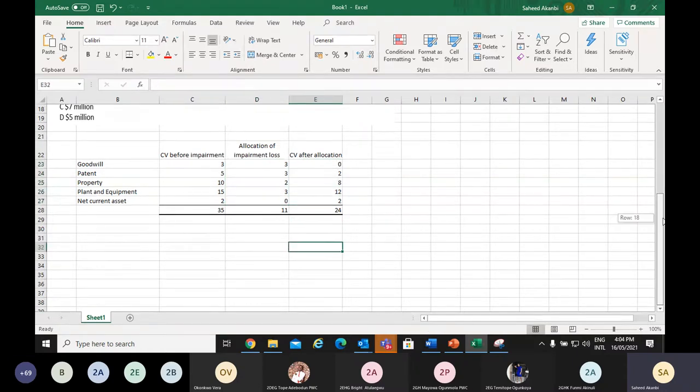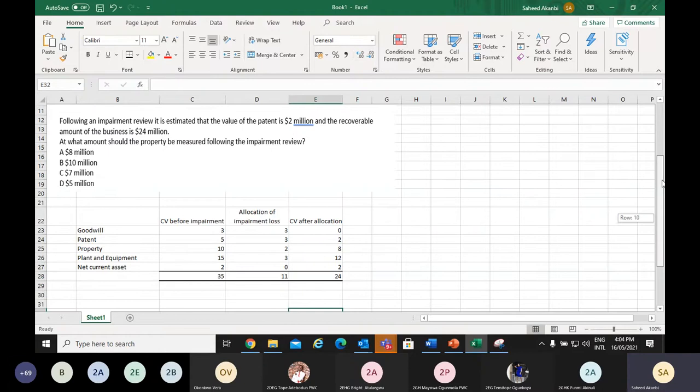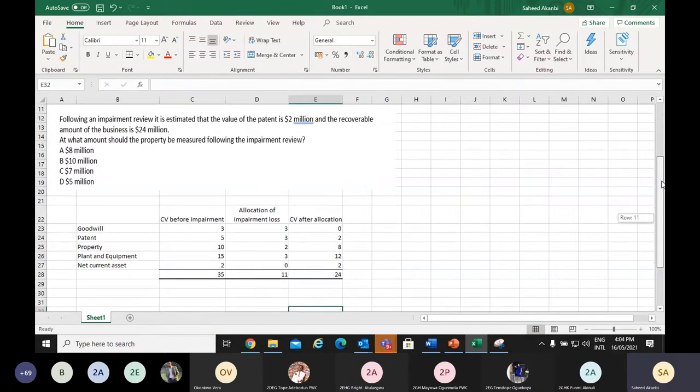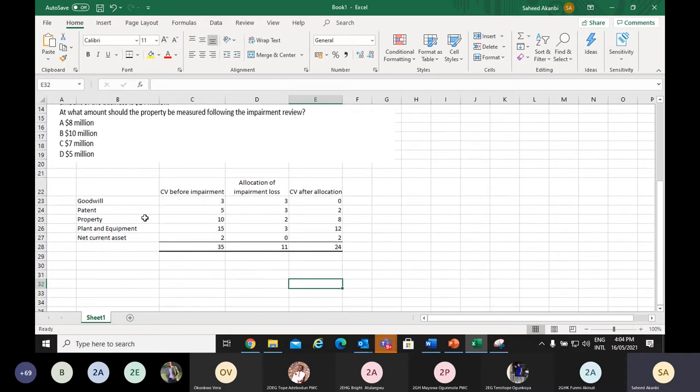So what is the question talking about? What amount should the property be measured at following the impairment loss? This is property. What should be the figure? The figure is 8 million.